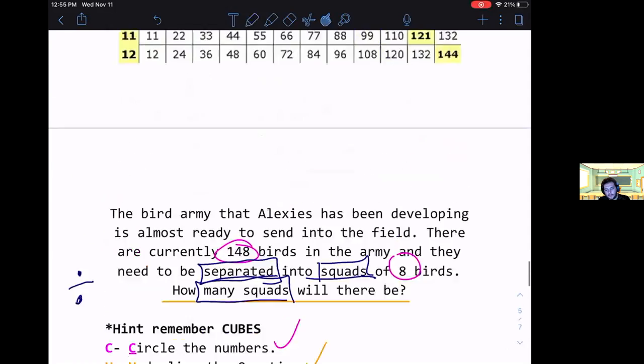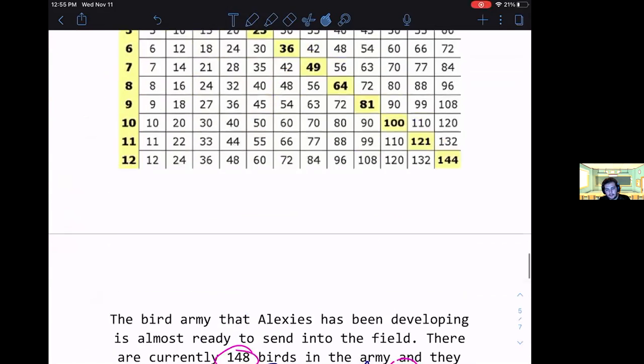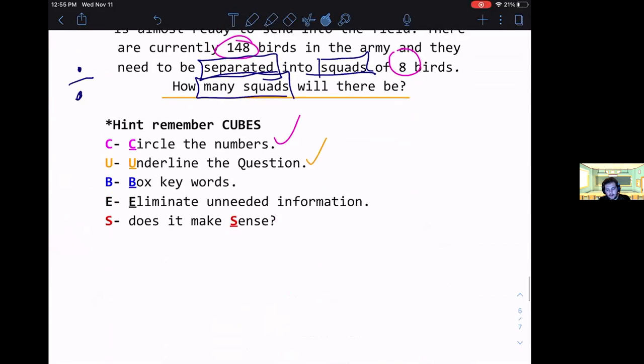I mean, I can't imagine what gave us the hint that we're doing division. I don't know. We just figured it out. So we know it's division.